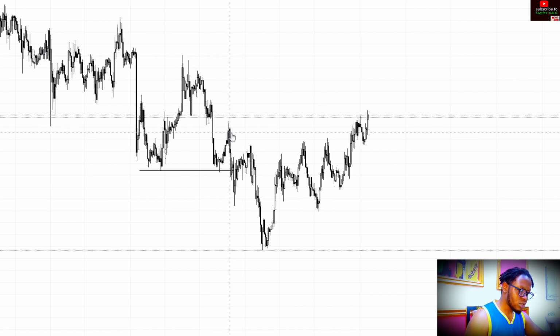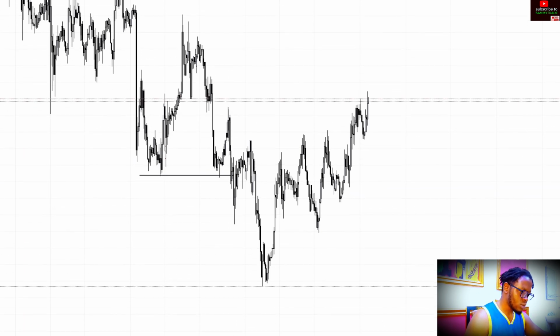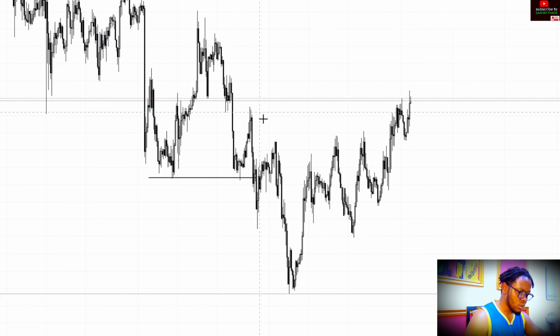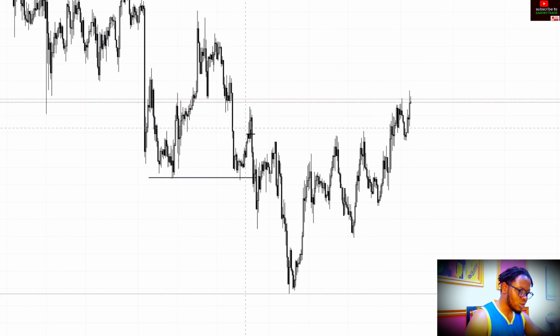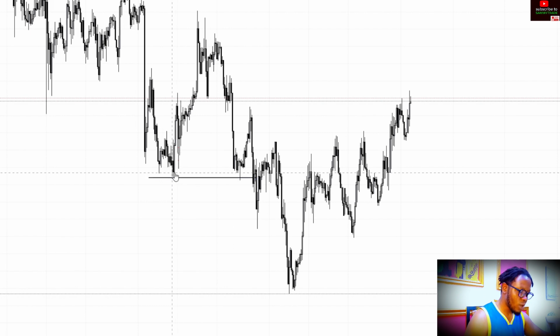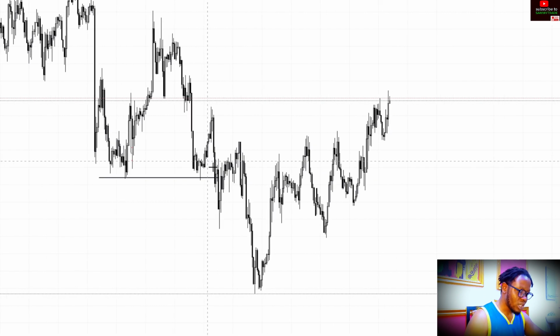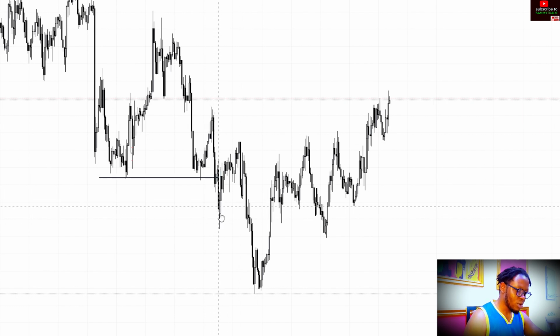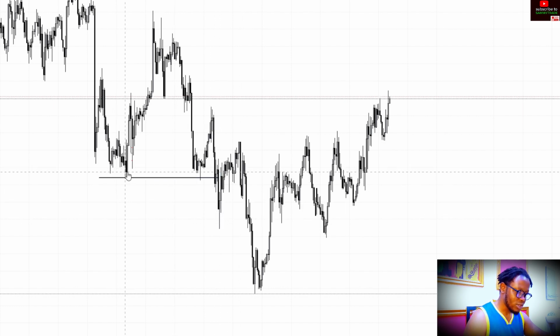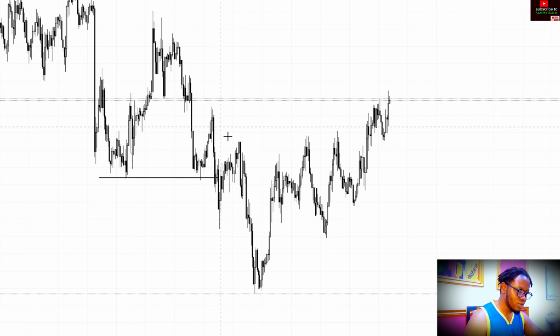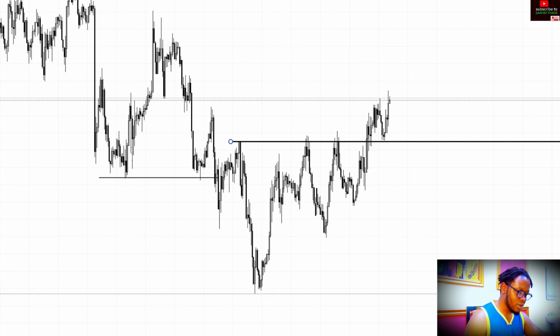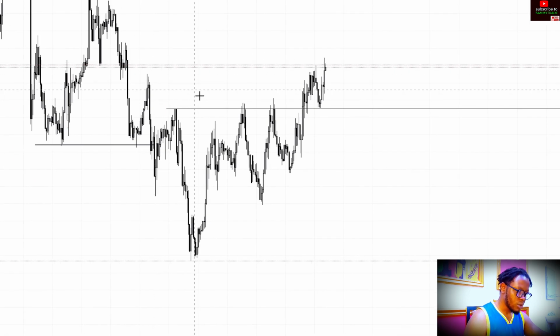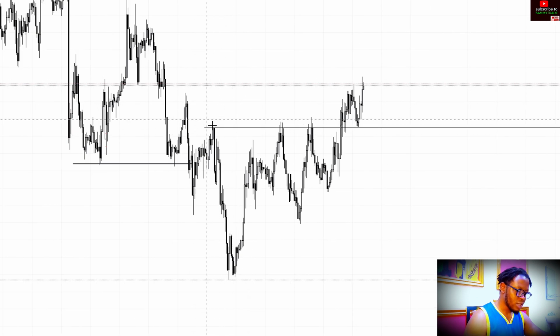Now I won't consider this as a supply zone. Let me zoom in. I won't consider this as a supply zone because price didn't break past this last lower low at this point. Rather, I will consider this as a supply zone because this was the point that price broke past this last lower low. So this is a supply zone. Follow me, let's go step by step.